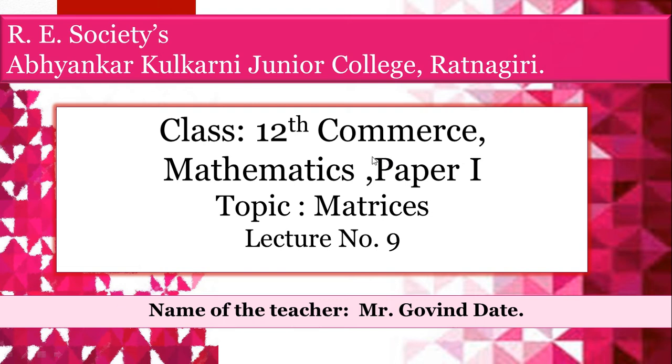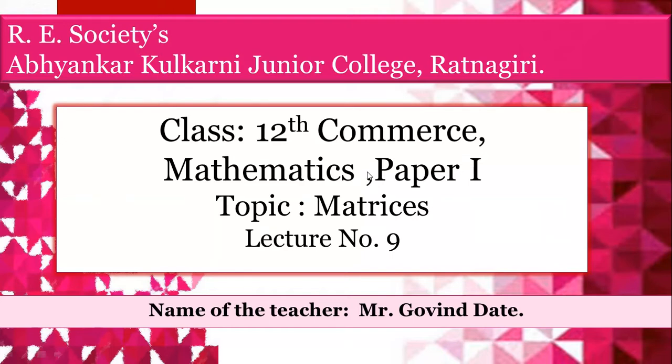Dear students, in our last lecture we studied how to find the inverse of a given matrix using elementary transformations. In that lecture I explained two examples of matrices, one of order 2 by 2 and the other of order 3 by 3. By row transformations as well as by column transformations we discussed how to find the inverse of those matrices. Today we are going to study another method, the adjoint method, to get the inverse of matrices.